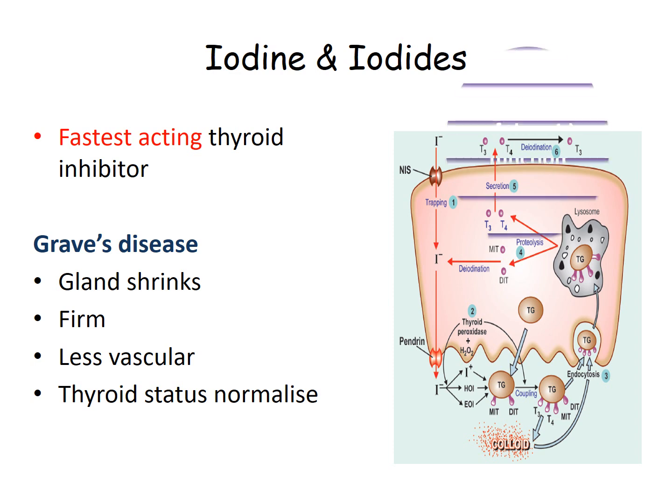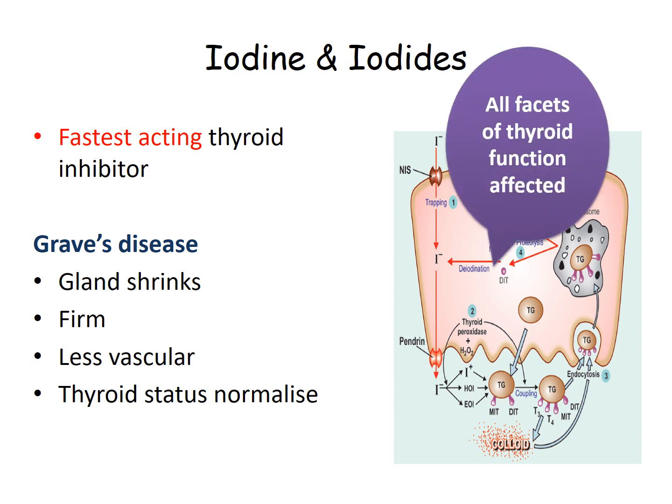Okay. And also iodine or iodides can inhibit all facets of thyroid function. That means they can inhibit the iodide trapping, the oxidation, the coupling, the storage, and the release. All phases can be inhibited by iodine or iodides.